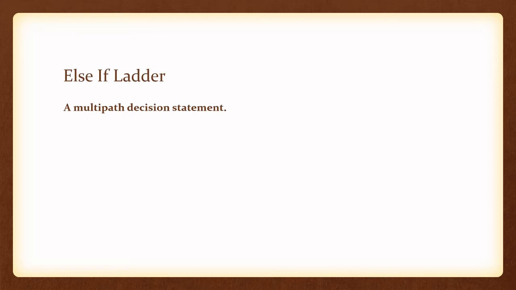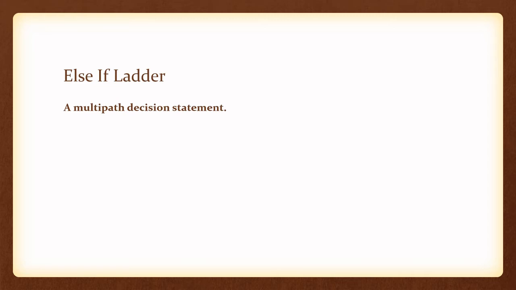So we can conclude that else if ladder is a decision making statement in which you have multiple paths. Multiple paths here refers to multiple conditions. If a particular condition is satisfied, then the statements under that condition, under that block, will be executed. If that condition fails, then it will go for the next condition. If that condition also fails, then you will go for the other conditions. So in order to check multiple conditions, you can make use of the else if ladder.